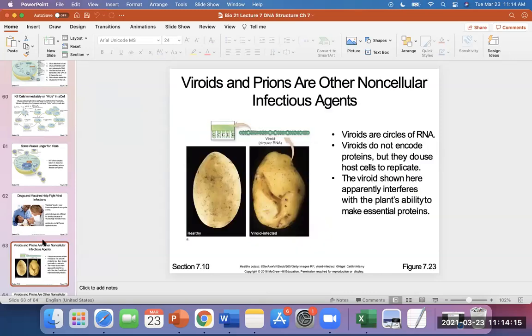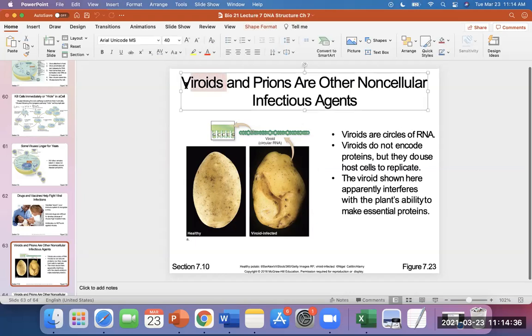Last thing I want to mention for this chapter is viroids. All I need you to know about viroids, they are circuits of RNA. They can impact the protein encoding. So basically, if this potato was supposed to express a certain protein, it doesn't do that because of interference from the circuits of RNA known as viroids.